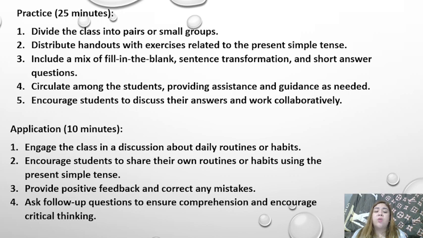In my conclusion, what I do is recap the key points covered in the lesson. I can also discuss the importance of the present simple tense in their daily communication. How are they going to use that and why is it important? Allow time for any remaining questions for clarification. It is very important to clarify with the students, not only asking, "Do you understand?" because they will always say, "Yes, they do." And then after that, provide feedback on students' participation and progress.